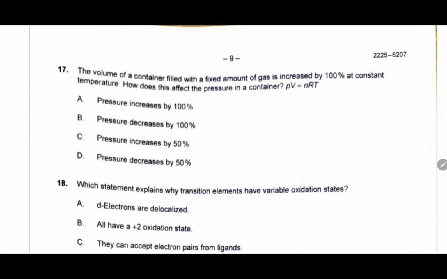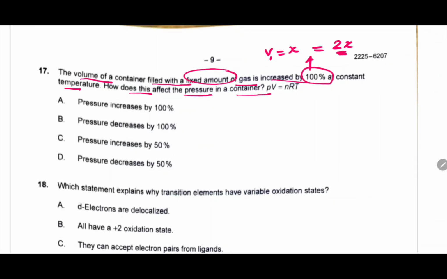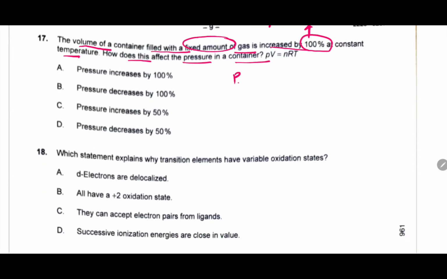Next question is 17th, which says that the volume of a container filled with a fixed amount of gas, amount is fixed, increases by 100% at a constant temperature. How does this affect the pressure of the container? Increase in 100% means doubles. Now the formula is P1 V1 equals P2 V2, because number of moles are same and gas constant is same, it will be cancelled out. I can say P1 V1 is equal to P2 V2.